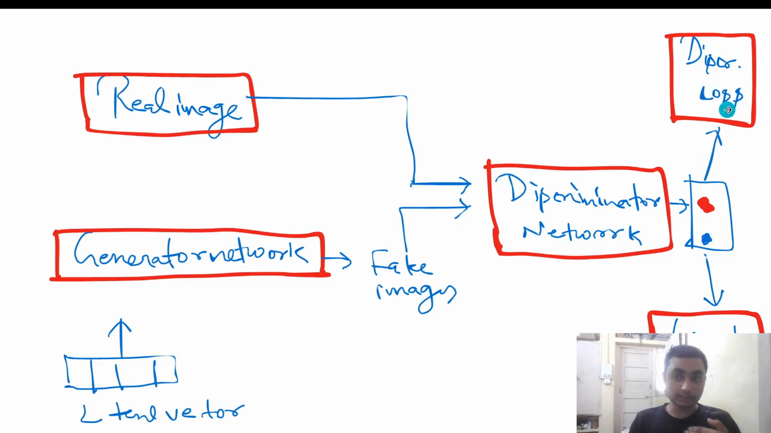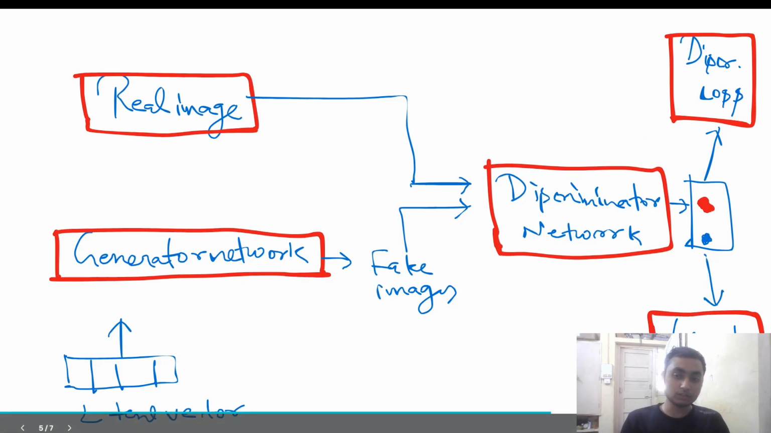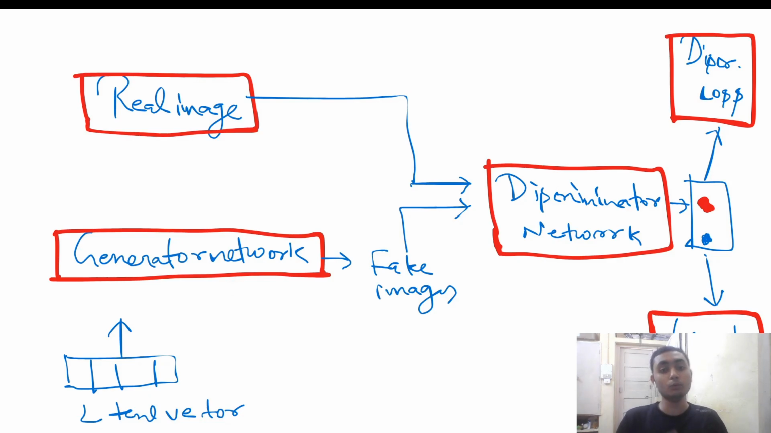This is how the discriminator loss is calculated. The discriminator loss goes to the discriminator, which back propagates it, and the weights of the discriminator network get changed. The generator loss is also generated, which goes back to the generator network, and the generator tries to create even more realistic data so that the discriminator cannot distinguish it from the real images.